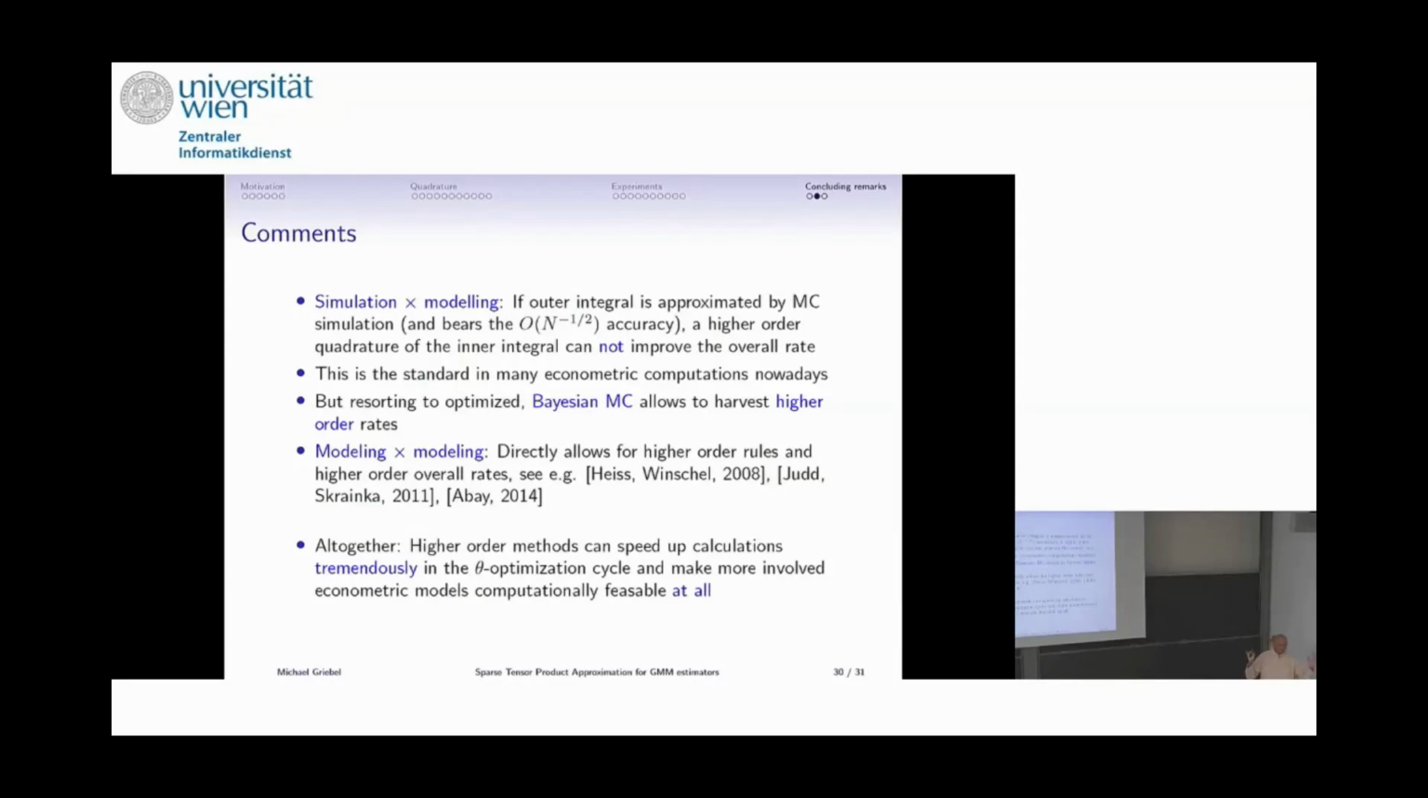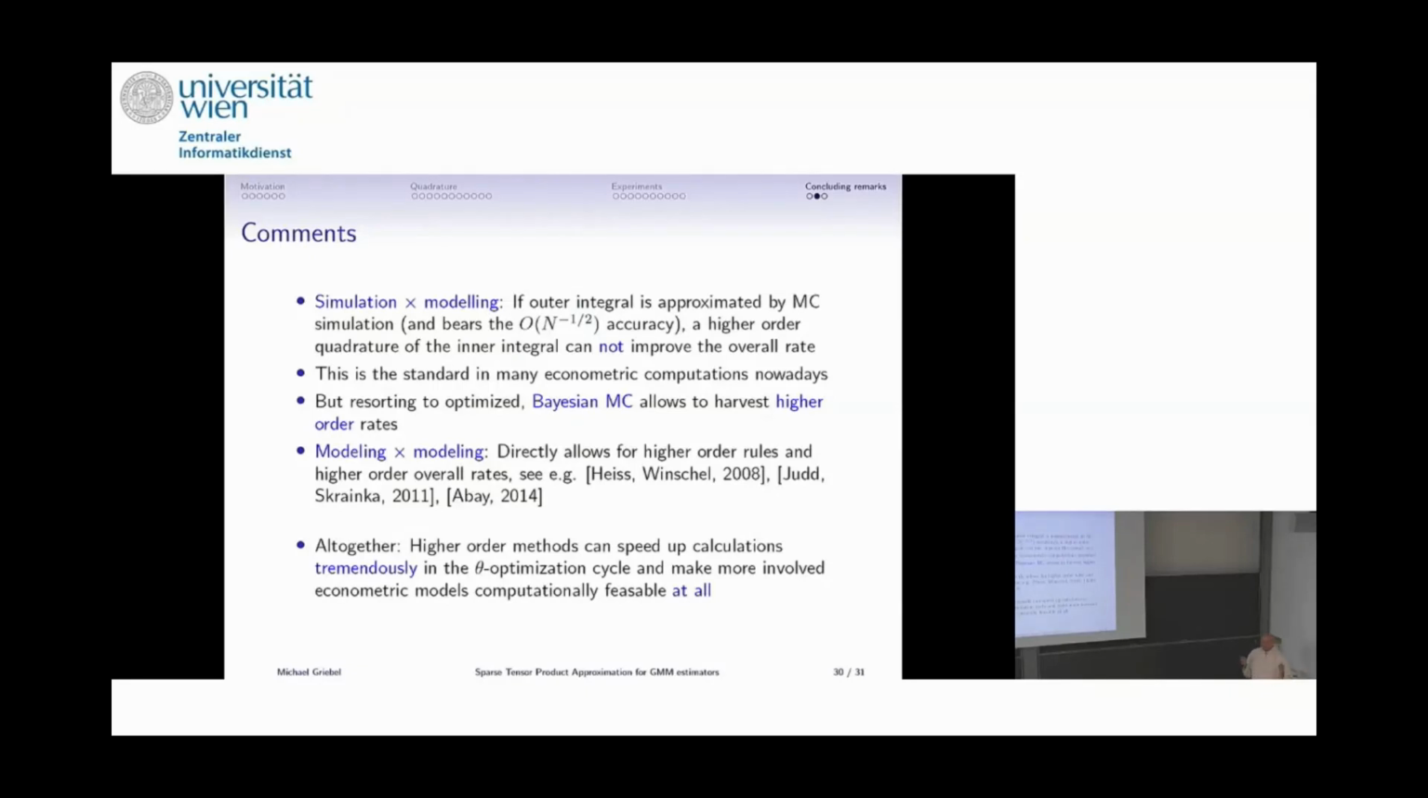But if you are after the true thing, the G infinity, as I said in the beginning, then you want to go with n to infinity, and then this is the error by sampling. You cannot improve. And this is the standard in many of their codes nowadays: brute force Monte Carlo. But when we resort to optimized Bayesian Monte Carlo, you can improve also on the Monte Carlo and can harvest the higher rates. So this is the one good news.